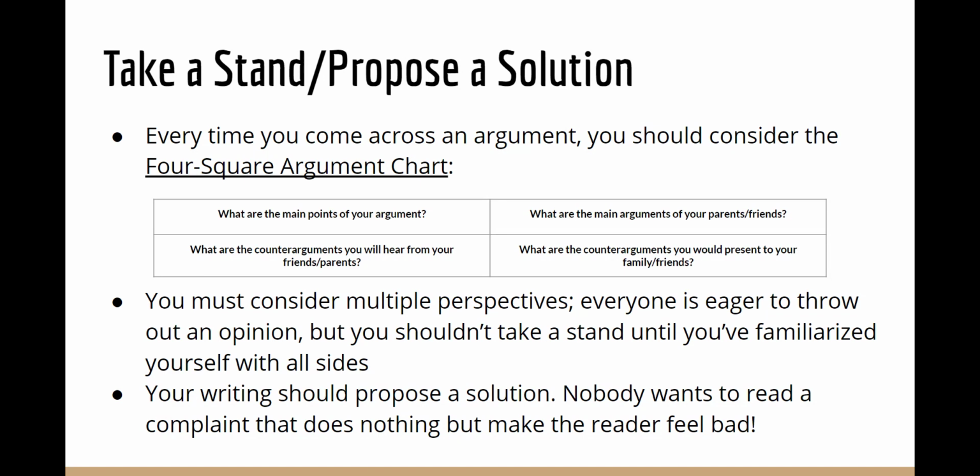Nobody wants to read a complaint that does nothing but make the reader feel bad. There's no point. All they're doing is saying how upset they are. It's not productive. It's not proposing a solution that's going to make things better.